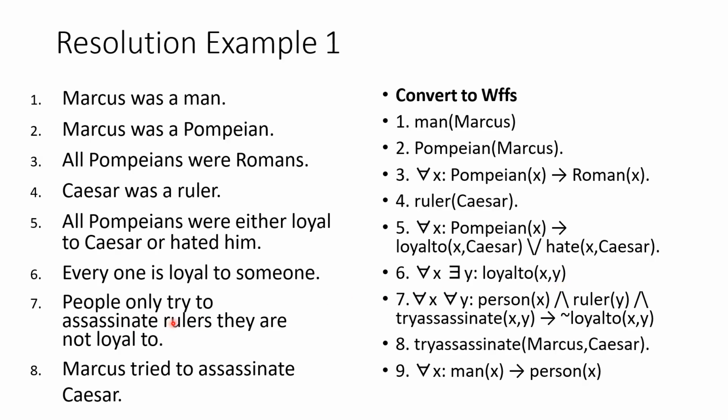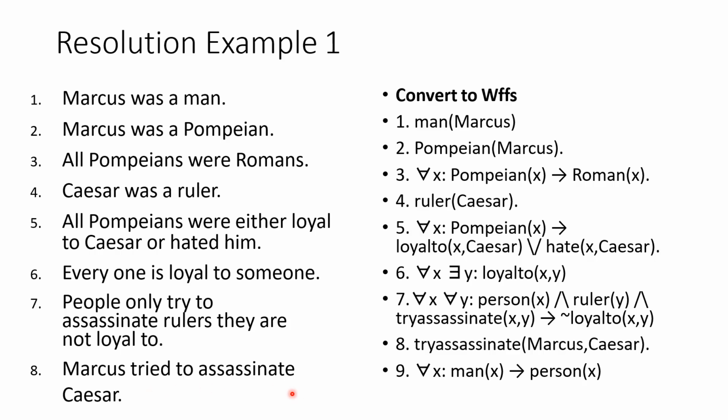And then people only try to assassinate rulers they are not loyal to. So for representing people, we are putting for all x, person x. And there is one more subject, that is rulers. So we can put ruler y. So for all y, ruler y, and person x and ruler y, and try to assassinate x comma y. X is trying to assassinate y. Then not loyal to x comma y.